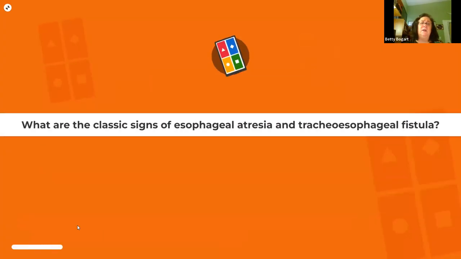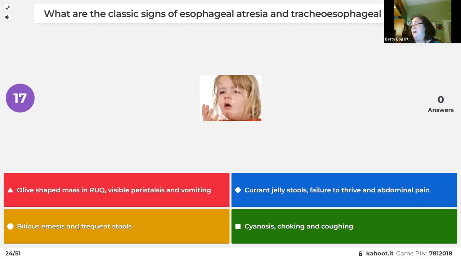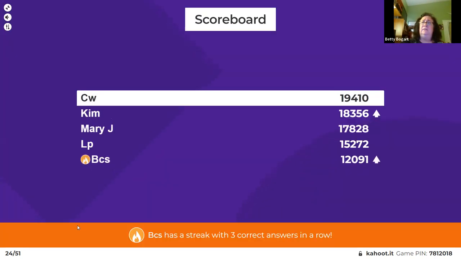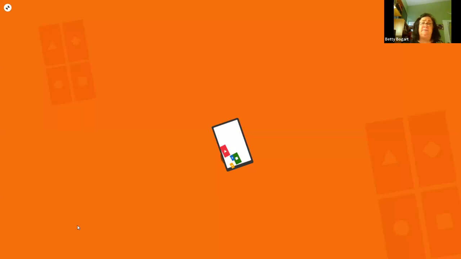What are the classic signs of esophageal atresia and tracheoesophageal fistula? What would a newborn look like when you suspect this? How might you say, there's something going on here? That's when you see that choking, coughing, and then those cyanotic moments, because they're aspirating into their lungs. Everything's going into their lungs and making them choke and gag. So how do we treat them? NPO, elevate the head of the bed, suction at the bedside.